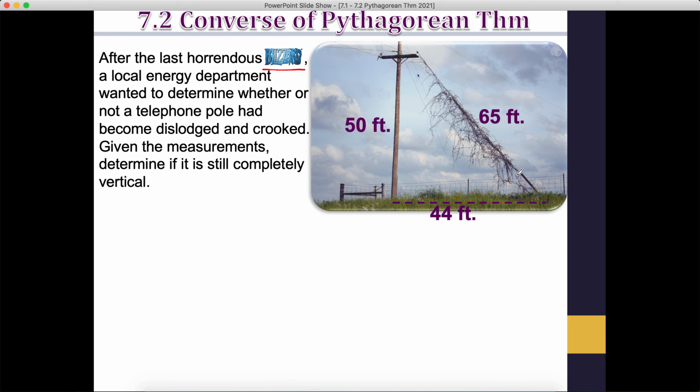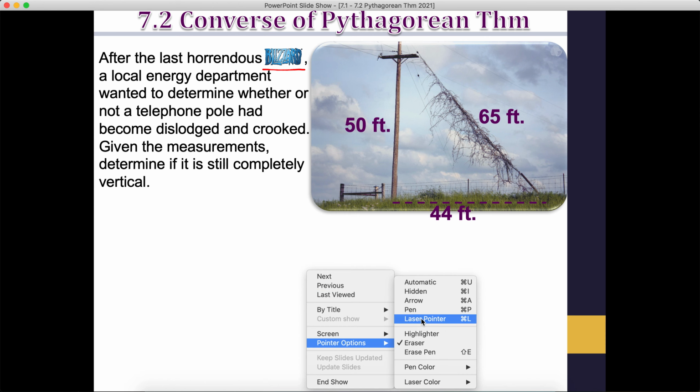Given these measurements, determine if it is still completely vertical. Completely vertical would imply a right angle here. So really we should be asking ourselves, is this a right triangle? Or is it a non-right triangle?